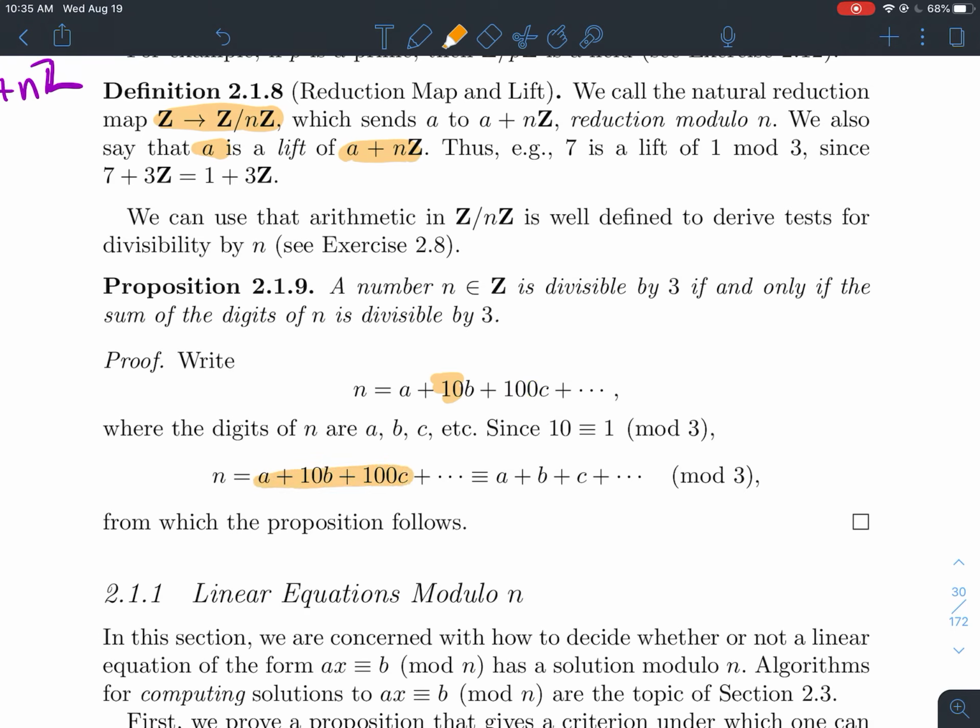When I reduce this mod 3, all these powers of 10 become 1. So in that case, n should be equivalent to just the sum of its digits. And in that case, what do we have then? If n is divisible by 3, then the sum of its digits has to be divisible by 3. And so that is, again, the meat of the proposition.